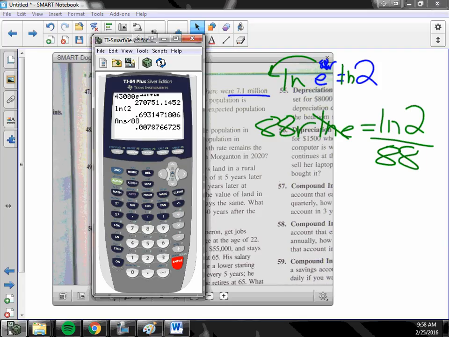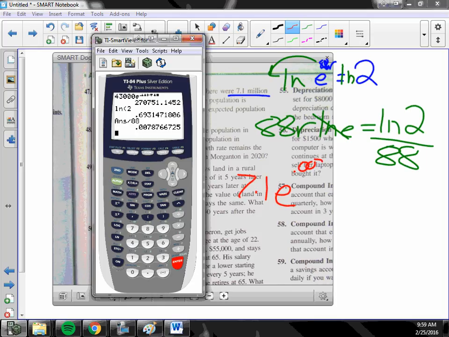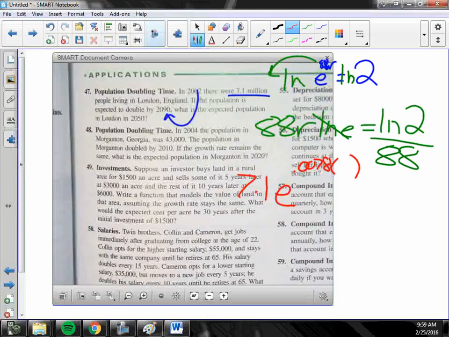So 0.01 would be 1%. So 0.007 would be 0.7%. So now I need to take the original 7.1 million times e to the 0.0078 times how far is it from 2002 to 2050? 48 years.